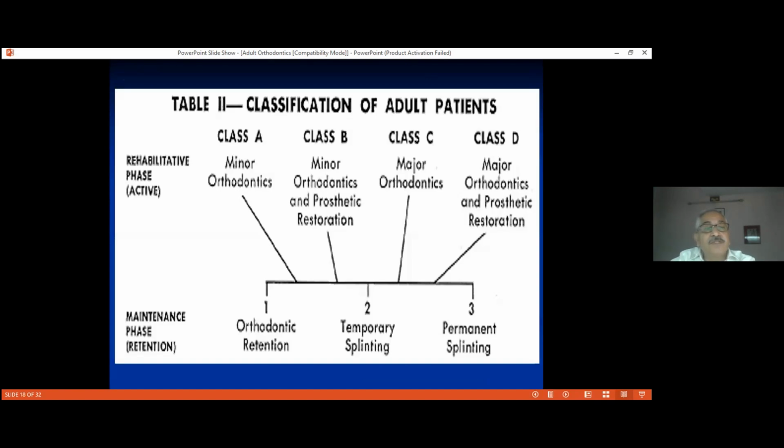Classification of the adult patients is in the rehabilitative phases. They can have Class A, that is minor orthodontics; Class B, that is minor orthodontics with prosthetic restoration; Class C is major orthodontics; and Class D is major orthodontics with prosthetic restoration. In the maintenance phase, it can have an orthodontic retention, or a temporary splinting, or we can give some permanent splinting depending upon the achievable incisal guidance.